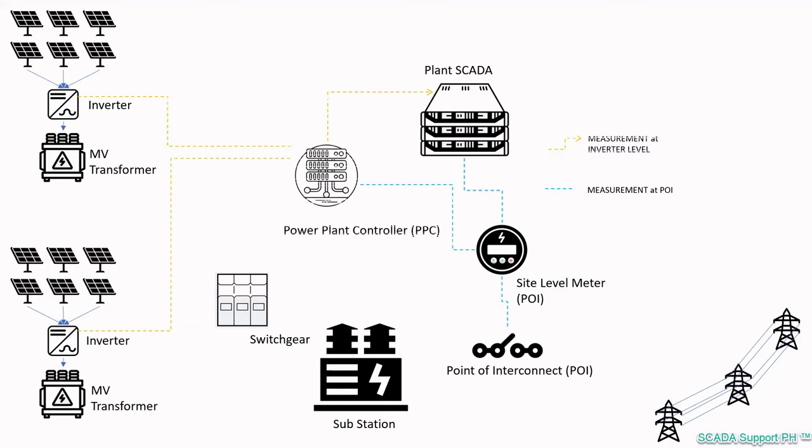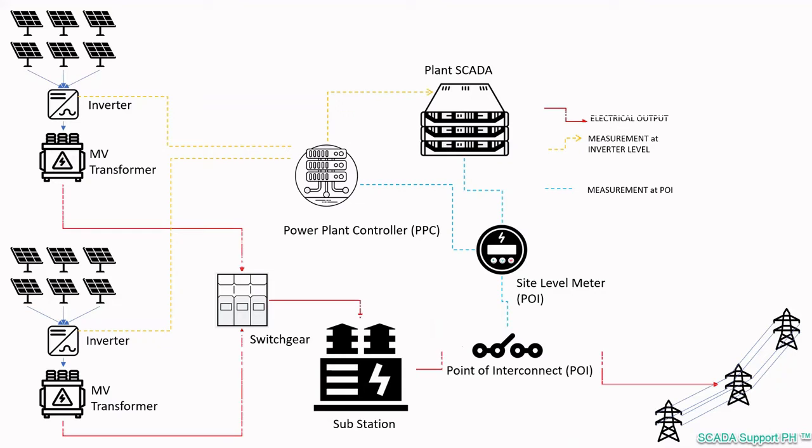Since we're following regulatory compliance, we will add in a PPC, or power plant controller, which reads data points or parameters at the inverter level as well as the site-level POI meter. During production hours, we should expect the PV system to generate power and send it to the grid. These are represented by these red lines.